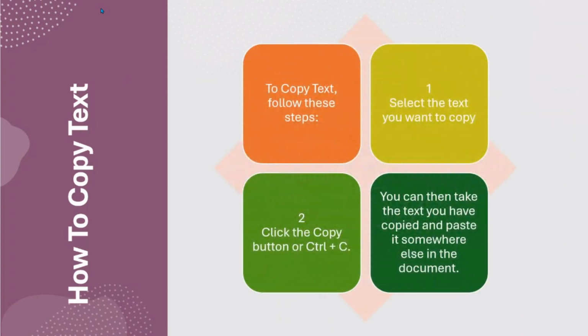Alright, so now that we have delved into the definitions, we need to know how to copy text. So how do we copy text? To copy text, we must follow these steps. First, we have to select the text you want to copy. So you place your cursor in front or beside the text that you want to copy, and you highlight it. Then you click the copy button or you use the shortcut Control C. You can then take the text that you have copied and paste it somewhere else in the document. And I will show you how that action is performed further down in today's video.